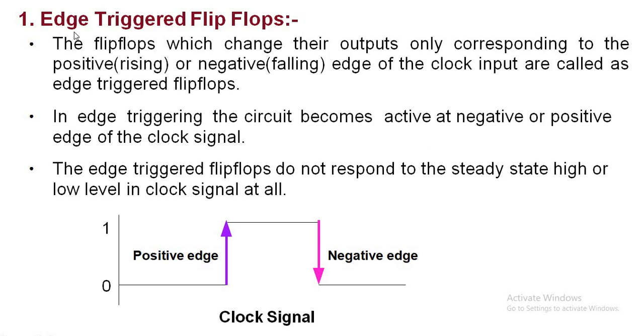So in this we will see edge triggering. The flip-flops which change their output only corresponding to the positive or negative edges of the clock input are called edge triggered. That means the flip-flop will change its output, or we can say respond, when it is triggered at edges of the clock signal, either positive edge or negative edge.